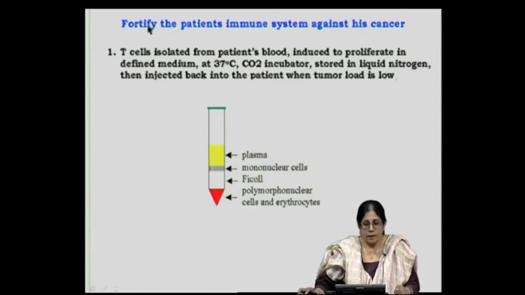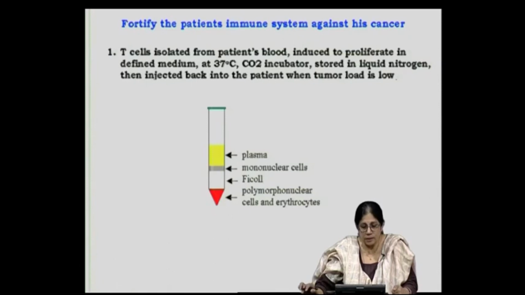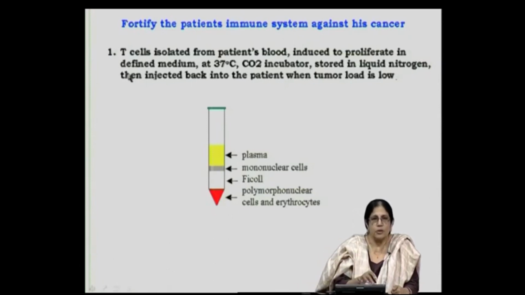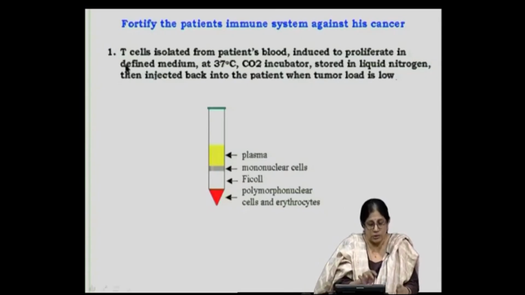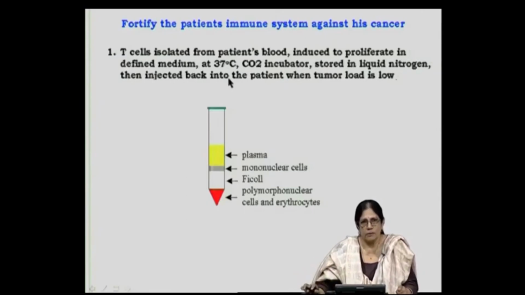All right. Are there any other ways by which an immunotherapy can be utilized? Now, this is again in research stage, but extremely promising: fortifying the patient's immune system against his cancer. So, what is done here? T cells, I told you that T cells or cytotoxic T cells would be a better bet to eradicate the cancer than antibodies. So, T cells are isolated from the patient's blood and they are induced to proliferate in defined medium outside the body.